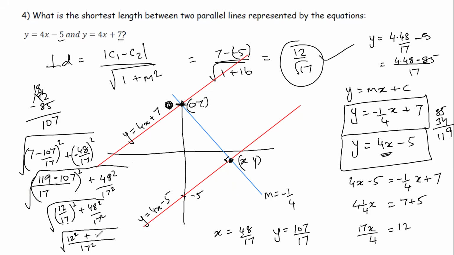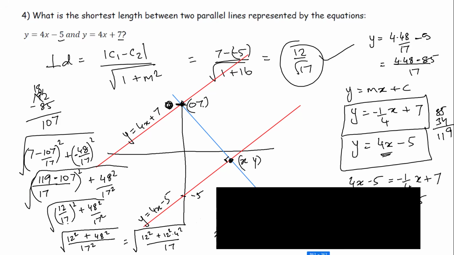Now 48 squared I can write as 12 squared into 4 squared. That's 12 squared into 4 squared, 48 squared upon 17. I don't have enough space to write, so I'm just going to overlap now. Put it out here. Okay.